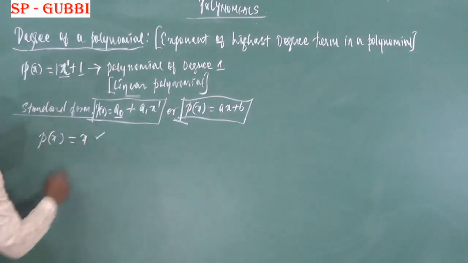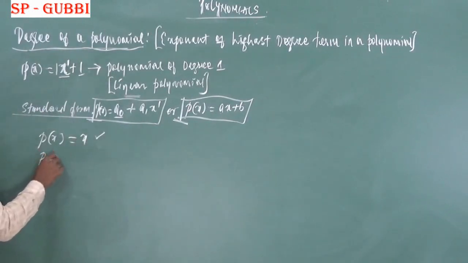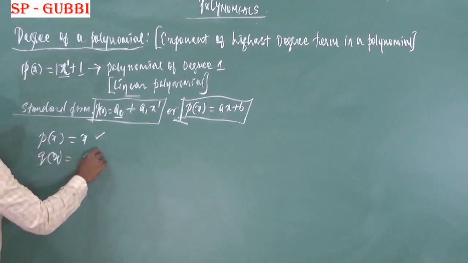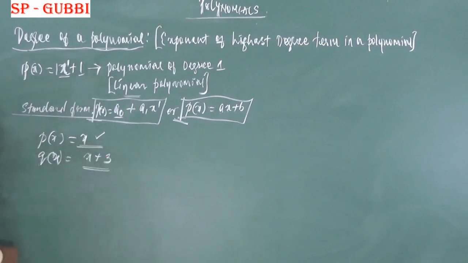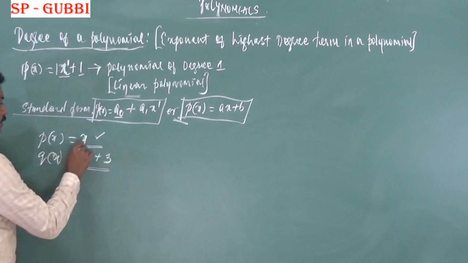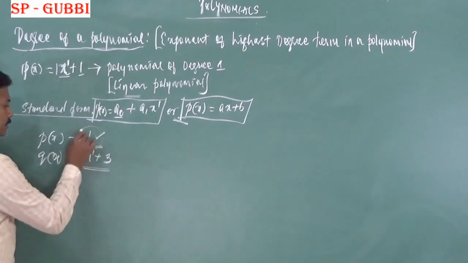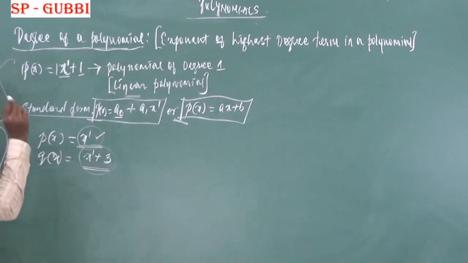So this is also a linear polynomial, no doubt in that. So p of q of x is equal to, we write another polynomial. So q of x is x plus 3. So this is also a linear polynomial, because the degree of x is 1. Here the degree of x is 1, but in this case it is a monomial and in this case it is a binomial, both are possible. So therefore, there are two possibilities here.